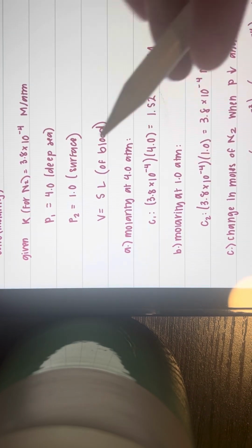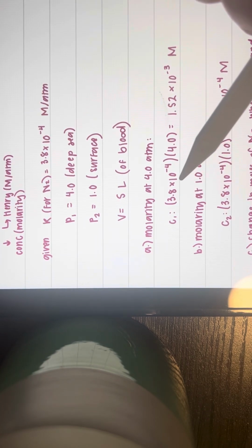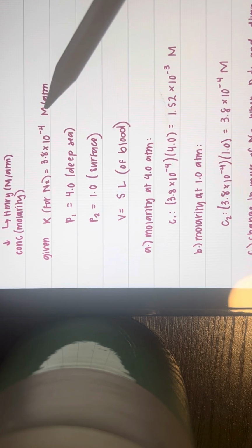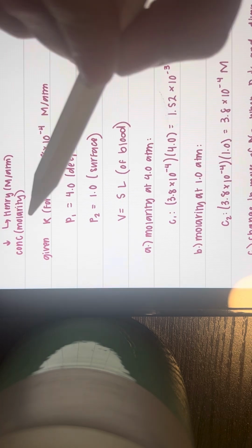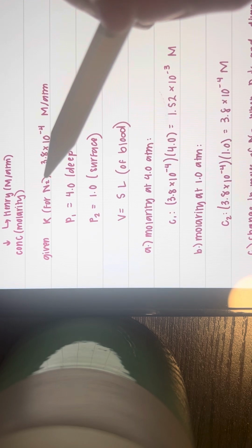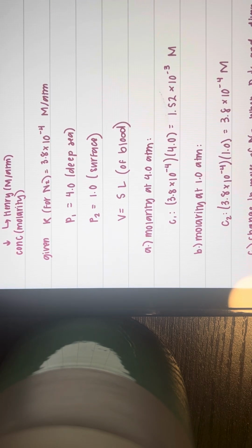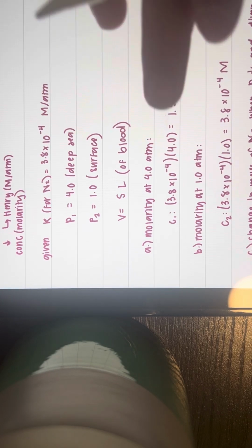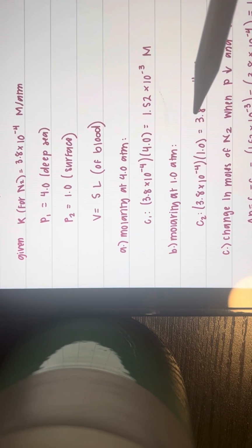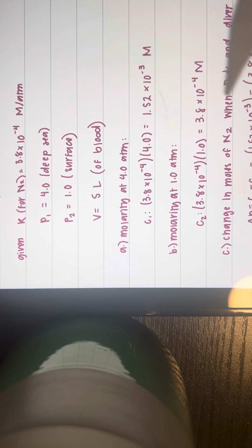So I took 3.8 times 10 to the negative fourth, because that's what was given to us as Henry's constant for, I believe it was N2. Yeah, right there, N2. And then I multiplied that by the pressure, which gave us 1.52 times 10 to the negative third. And then I found the molarity for the pressure of 1 ATM.